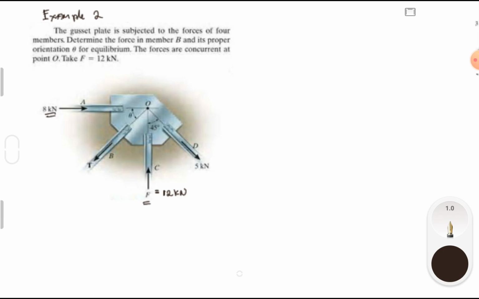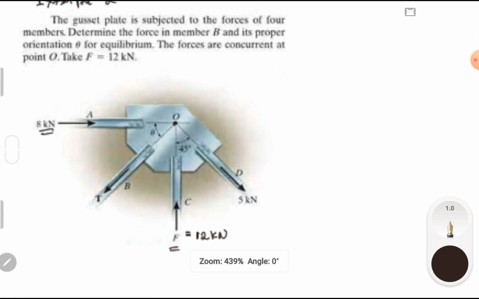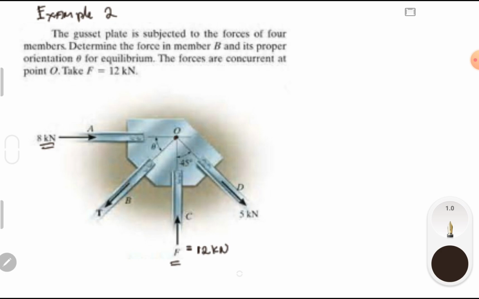Take note that there are many kinds of force system. So the concurrent force system, this type of force system is that the forces are going into the center or into one direction or in one point. So you will notice all of our forces are going to your O, or at the center of this force system or concurrent force system.